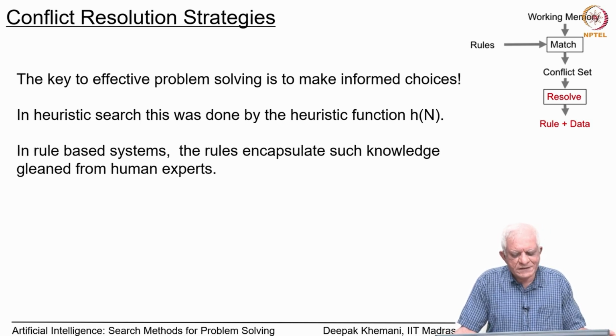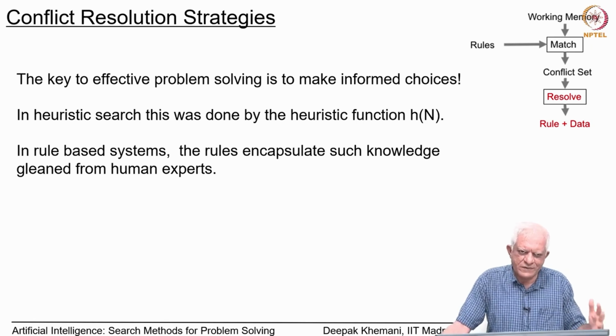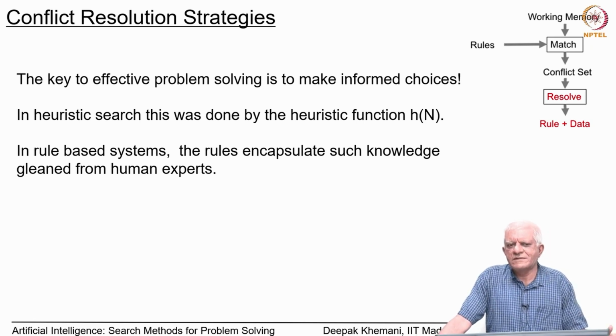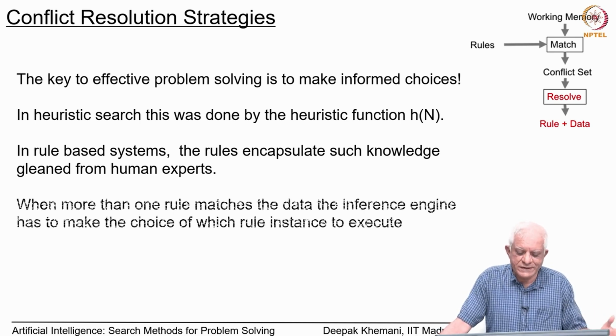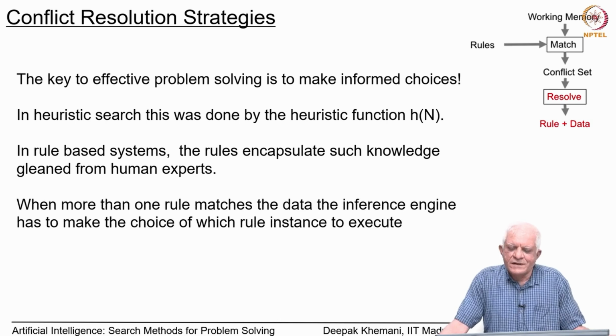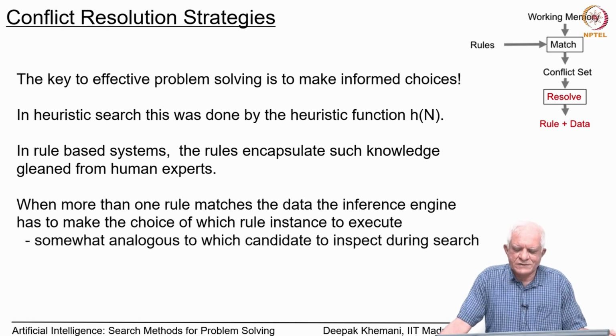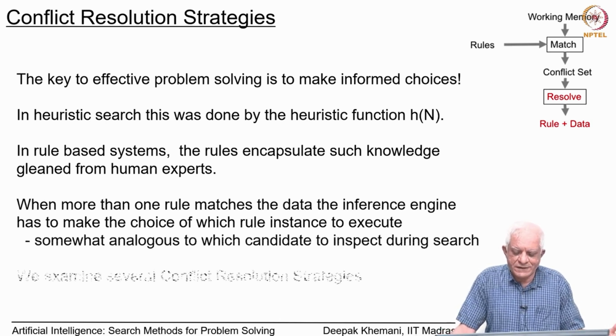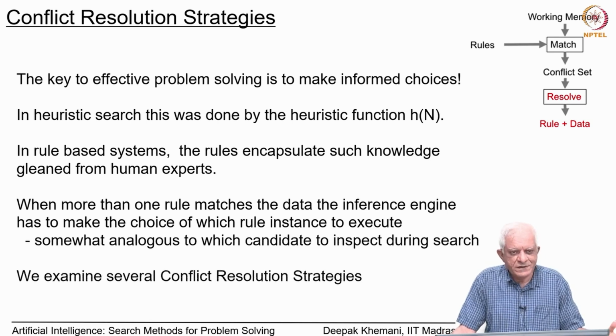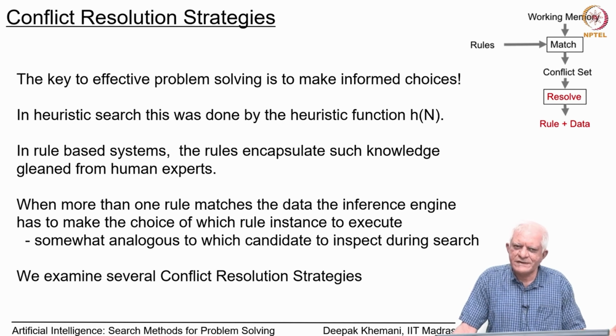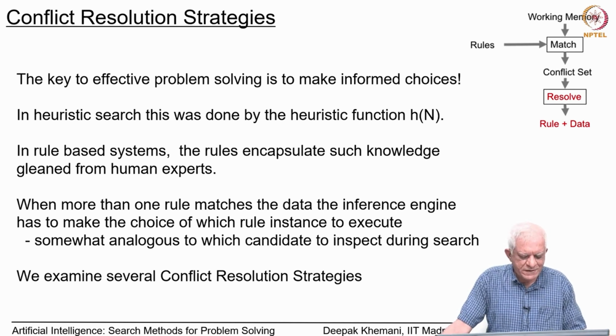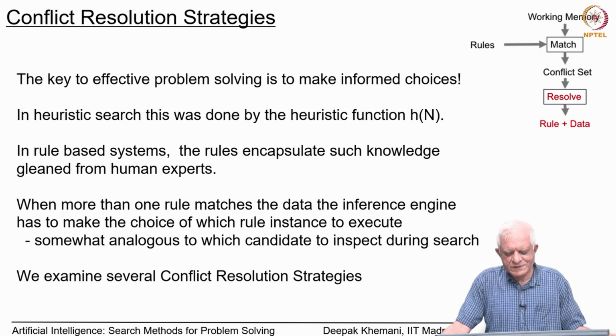In rule based systems, the rules encapsulate such knowledge gleaned from human experts. Somehow we have said that of all the things that you can do, the expert tells us what are the things that can be done essentially. The problem that we are now facing in conflict resolution is that when more than one rule matches data, the inference engine has to make the choice of which rule instance to execute. This is somewhat analogous to heuristic search, which element to inspect next. So, we look at various conflict resolution strategies now.